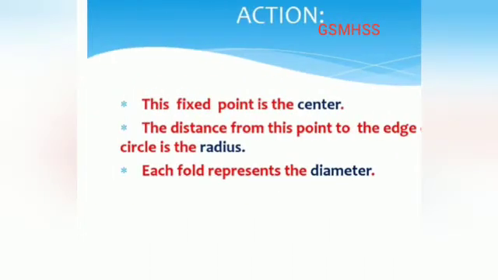Very clear about the topic: center, radius, diameter. In a circle, the center point is the center. The distance between the center point and a point on the circle is called a radius. And again, the line segment passing through the center is called a diameter.